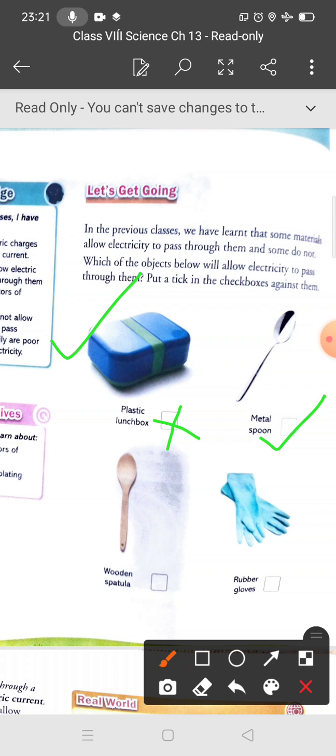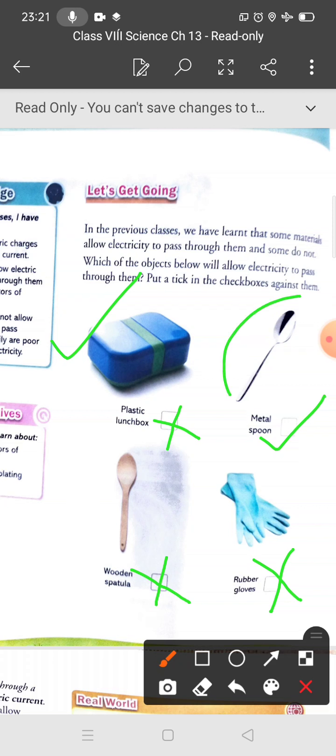Yes students, it does not allow the electricity to pass through it. Yes, and the rubber gloves, it is also a poor conductor of electricity. Yes, it does not allow the electricity to pass through it. So which object is a good conductor of electricity? You tell me.